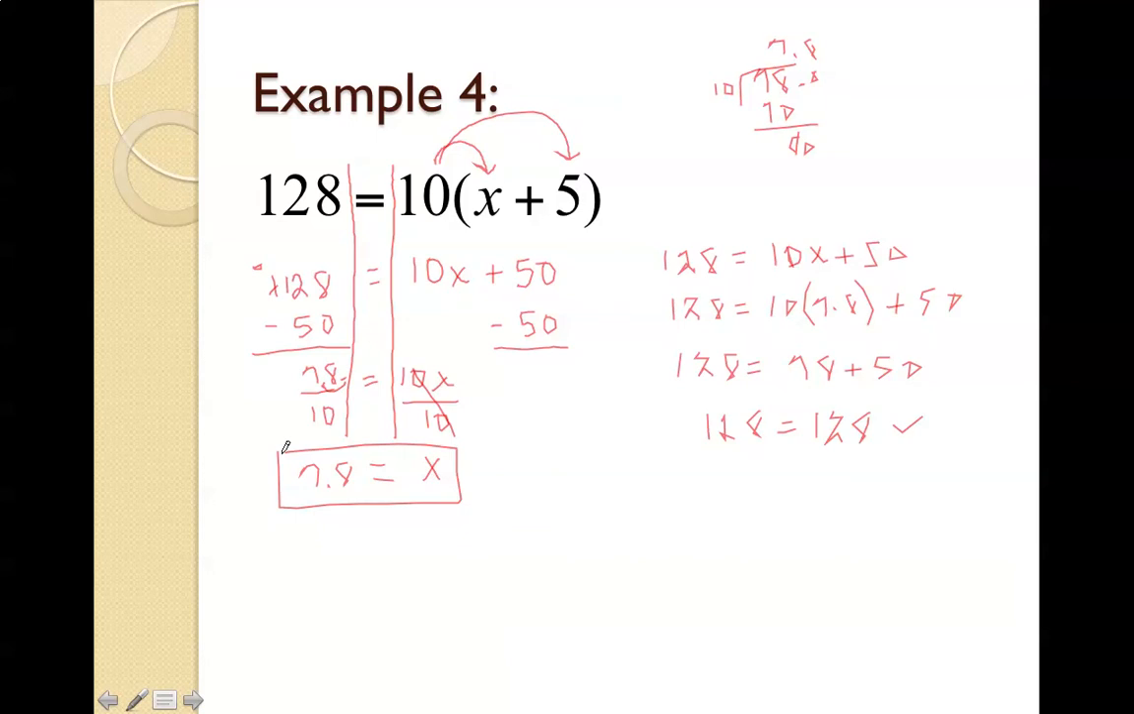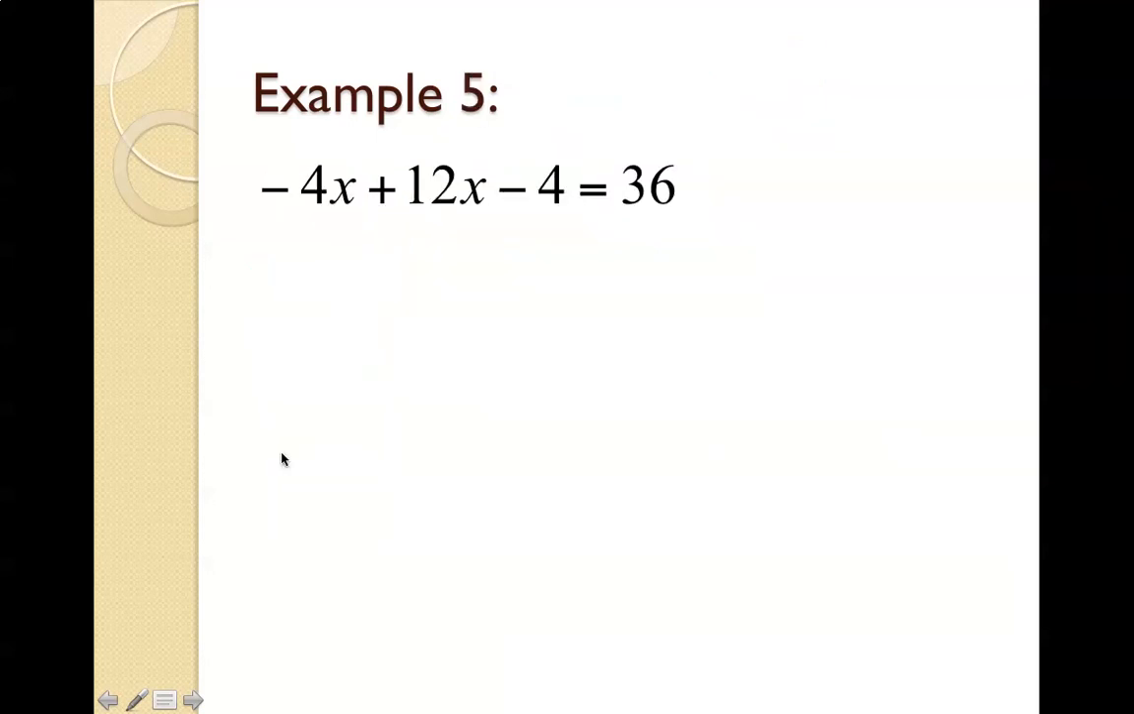All right, let's look at example number 5. Here, on my left-hand side, I notice that I have some things in common. That this negative 4x can be combined with the positive 12x. And if you remember from combining like terms, the sign in front goes with the term. So I have a negative 4x and a positive 12x.